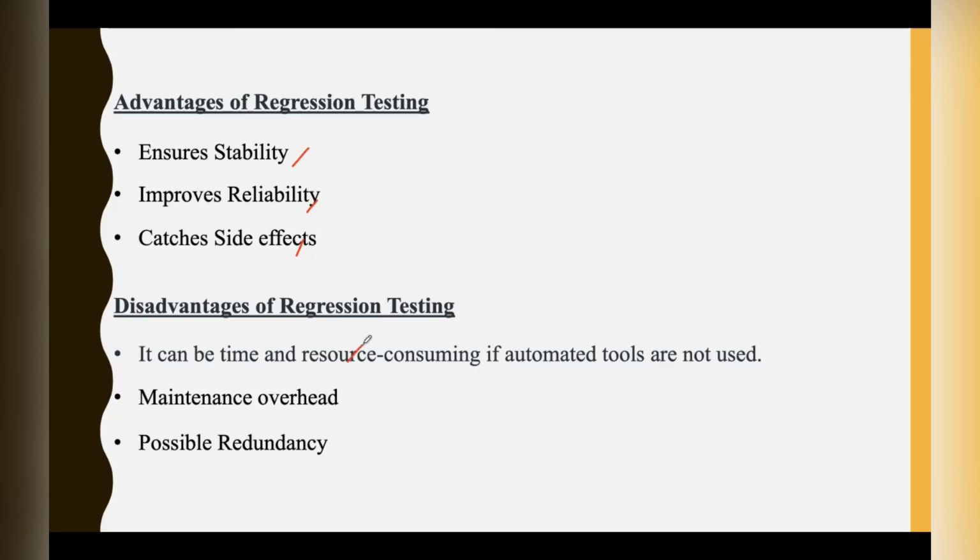If we don't use automation tools for regression testing, then it takes a greater amount of time as well as resources. Next is maintenance overhead. Regression testing requires updating test cases and maintaining a robust set of tests as the application evolves, which is a challenging task. And there is the possibility of redundancy.